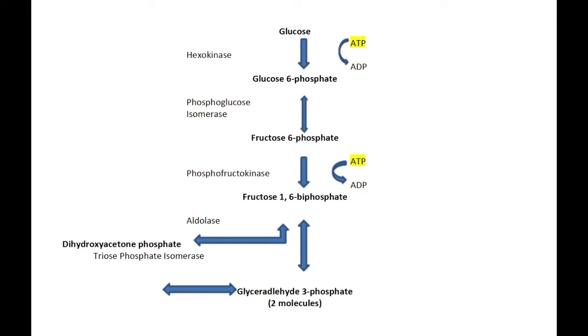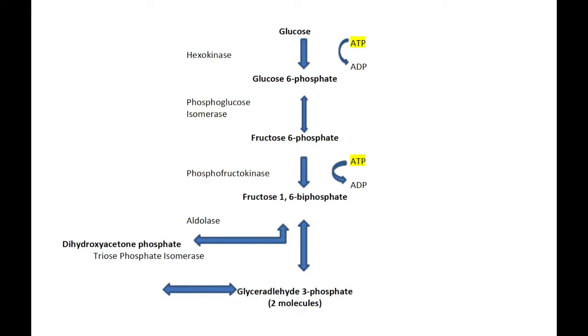The final step of the first stage of glycolysis utilizes the enzyme aldolase, which catalyzes the cleavage of FBP to yield 2, 3-carbon molecules. One of these molecules is called glyceraldehyde 3-phosphate, or GAP, and the other is called dihydroxyacetone phosphate. GAP is the only molecule that continues in the glycolytic pathway.